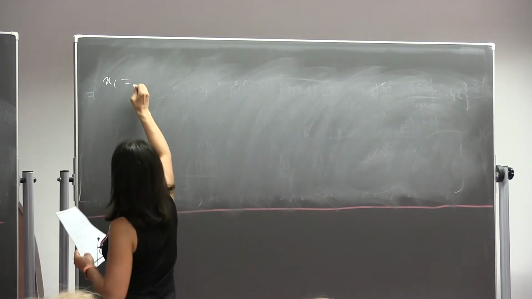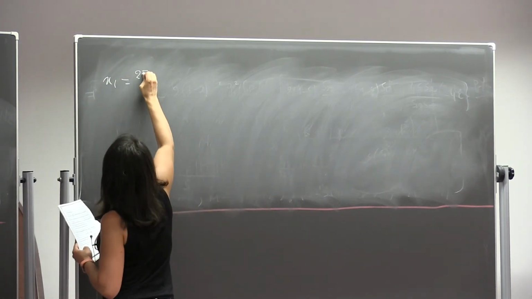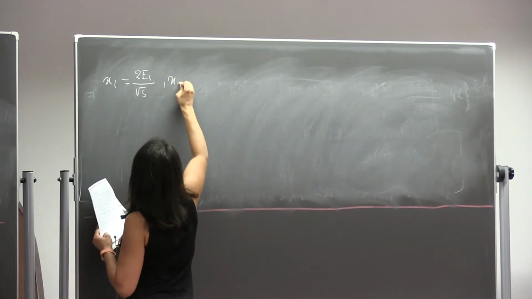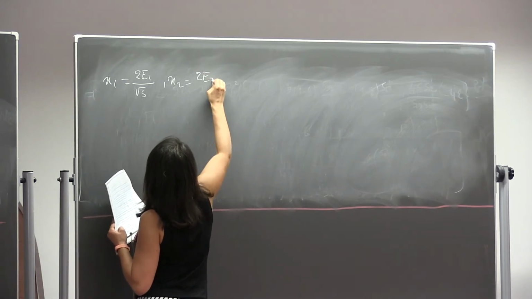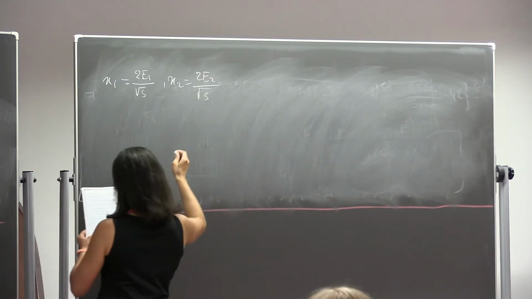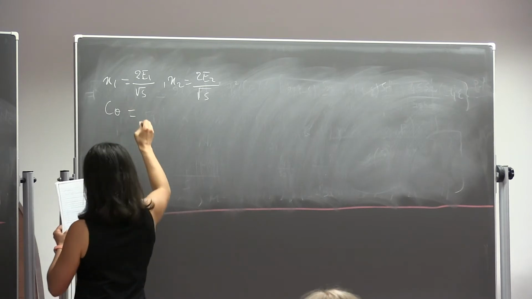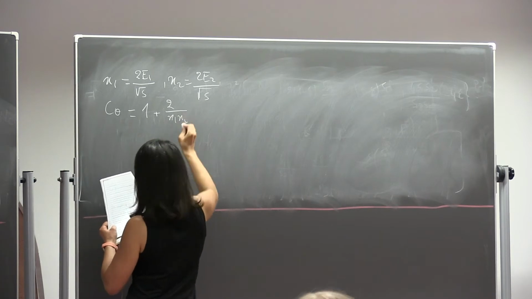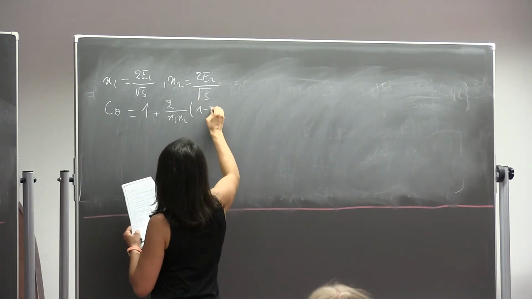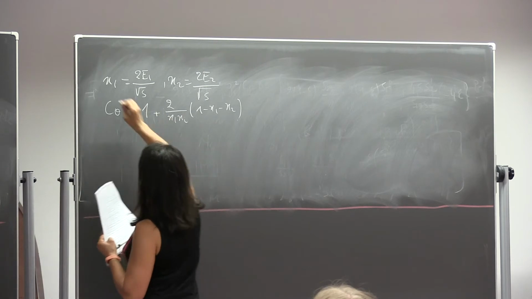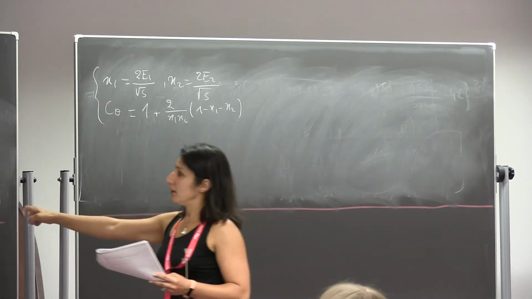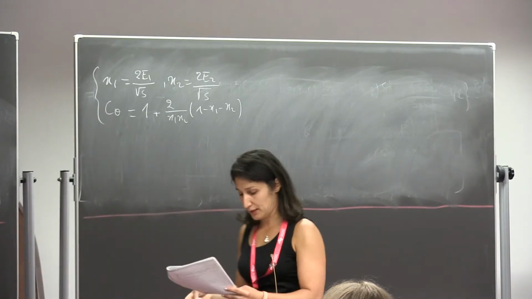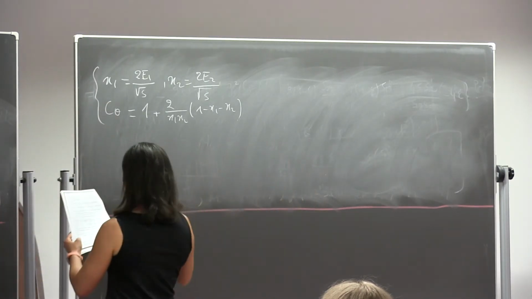X1 was connected to the energy E1, so it was 2 E1 over square root of S. X2 was 2 E2 over square root of S. And cosine theta was 1 plus 2 over x1 x2 times 1 minus x1 minus x2. So I just use these relations to get S1G. And we are going to do the same thing with other invariants. And so we got S1G.